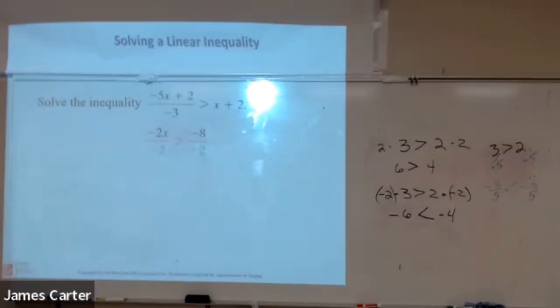Okay, here's where we left off before, where we flip the symbol because we're dividing by negative on both sides, and we get x is greater than 4. Here's the graph. All numbers bigger than 4. What is my interval notation? Parentheses 4, comma, infinity, parentheses.